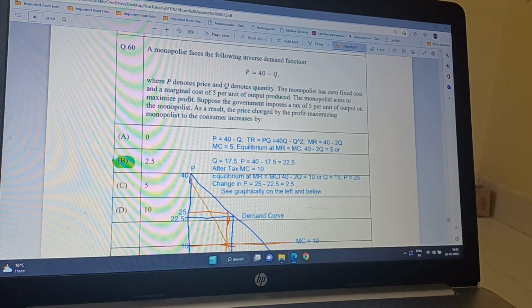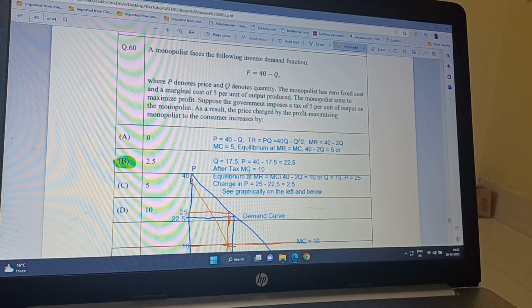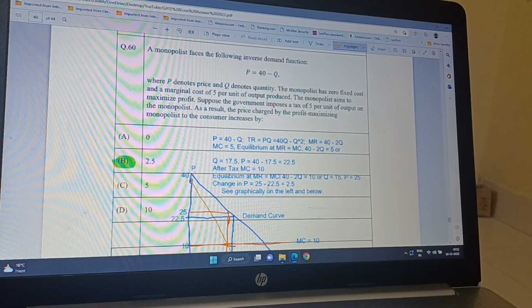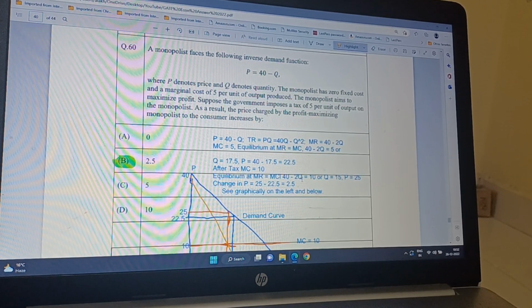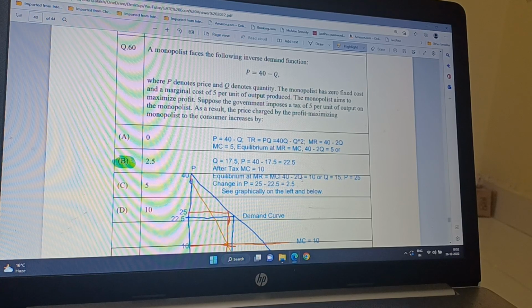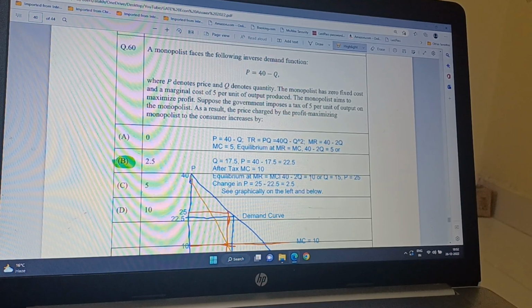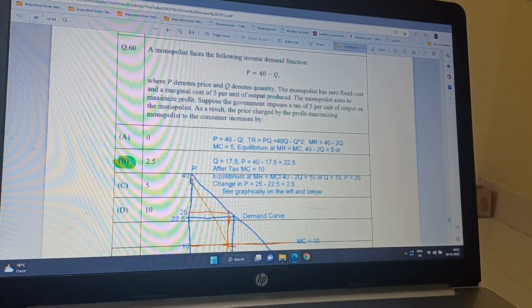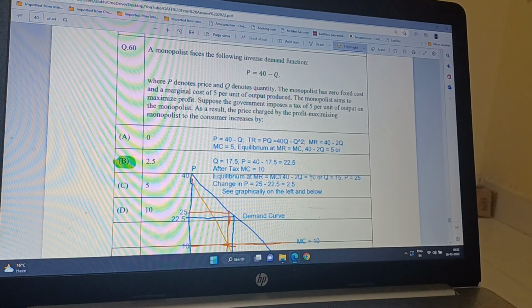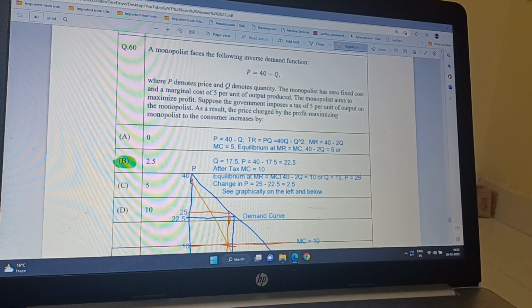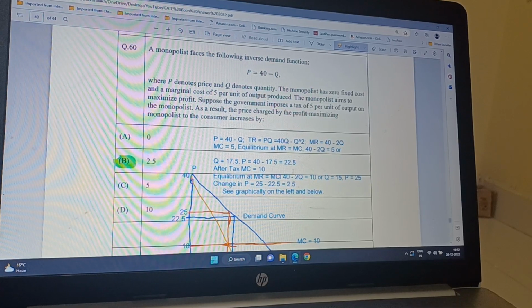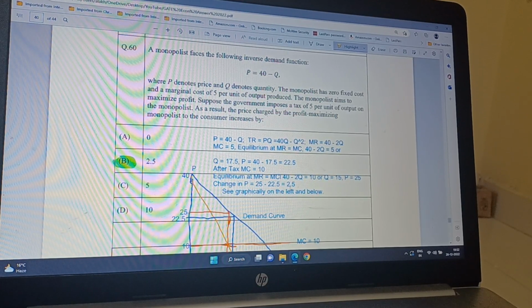Now after tax, marginal cost becomes 10. So we calculate the same thing. Marginal revenue is equal to marginal cost. Marginal revenue doesn't change. So we calculate 40 minus 2Q is equal to 10, that gives 2Q is equal to 30, or Q is equal to 15, and P is equal to 25. So change in P is 25 minus 22.5, which is equal to 2.5.